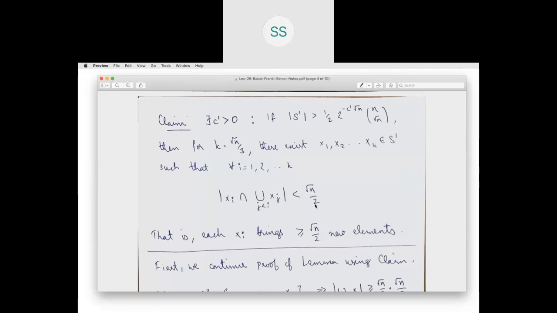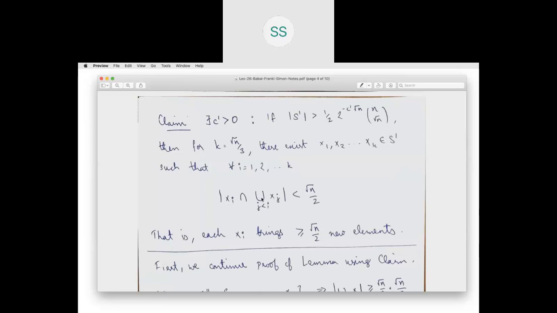So recall, all of these sets x have exactly square root n elements. And what we are saying is that if you pick an xi and look at how many elements in xi have already been covered by all the previous x's, we want it to be at most square root n by 2. That means, let's say we are building up this union x1, x2, x3, x4, x5, etc. We are taking the union of all of this.